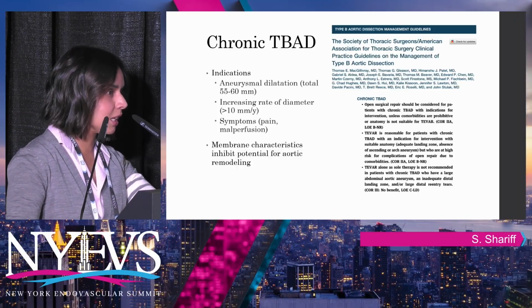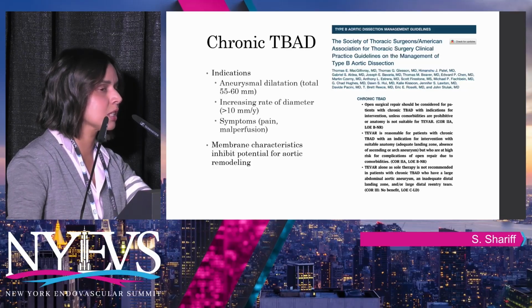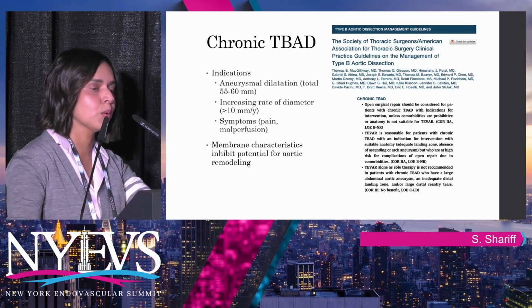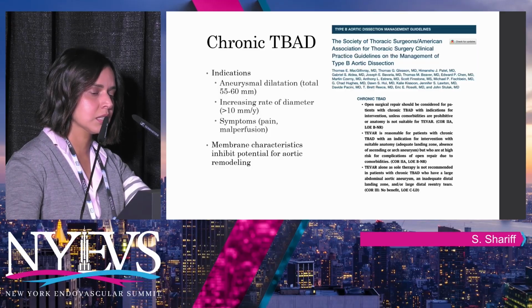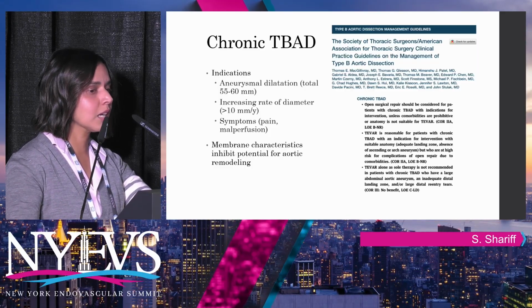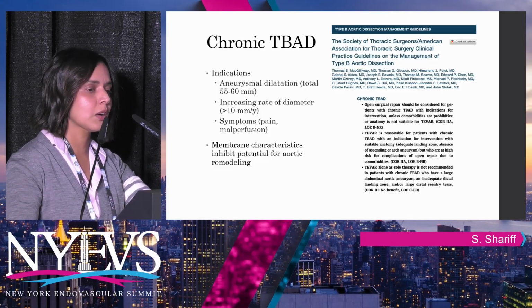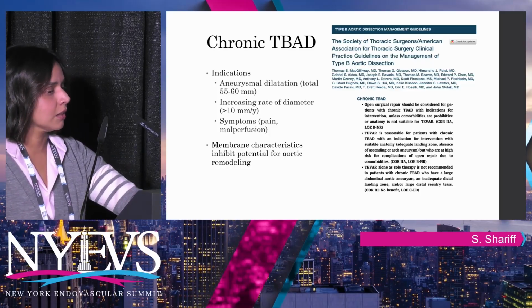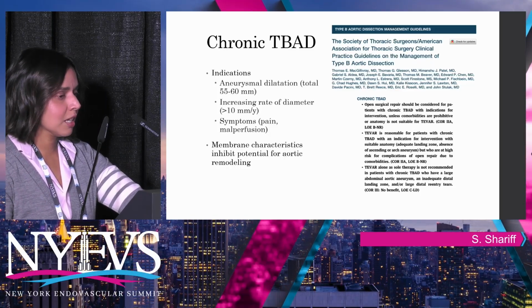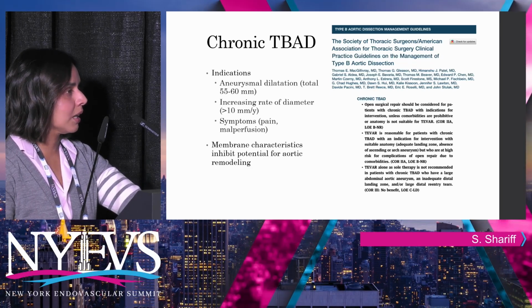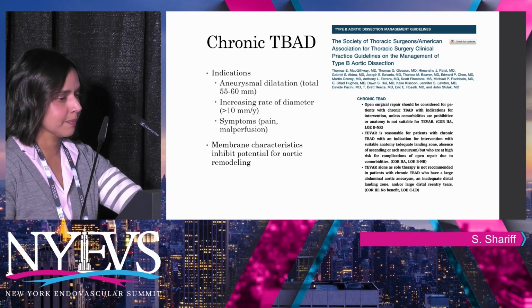So for my type B dissections, most of the time I generally end up using the TBE and then further extending down with bare metal stents, which is the Cook dissection stents. One last thing is the chronic type B dissections. Indications for repair are aneurysmal dilation, 55 to 60 millimeters, rate of increase greater than 10 millimeters per year, and if they have symptoms such as pain or malperfusion.